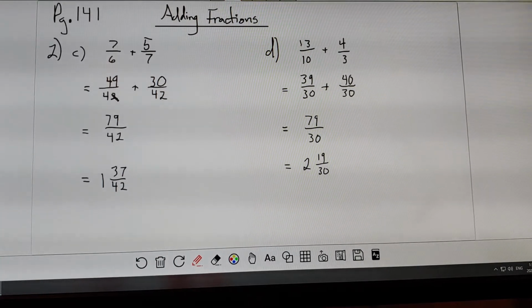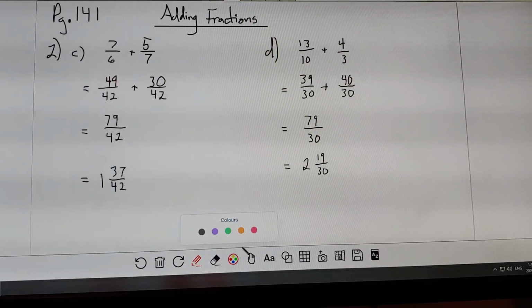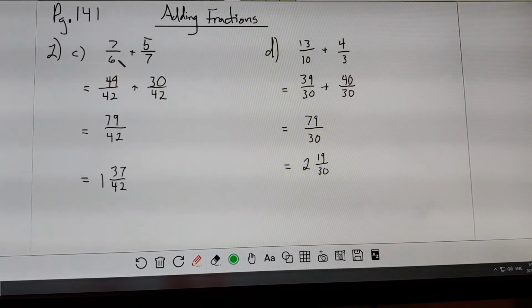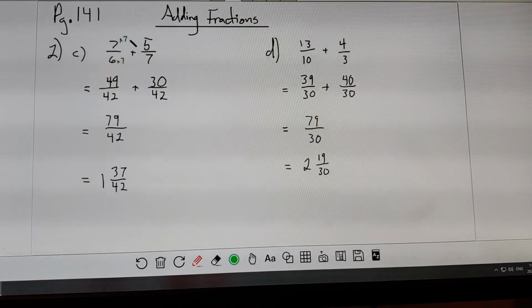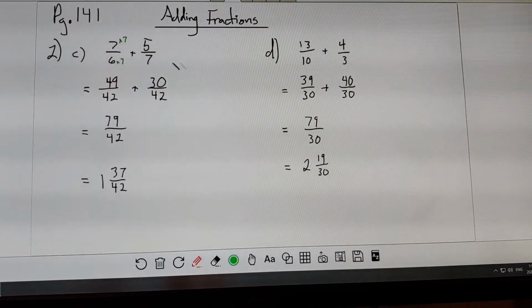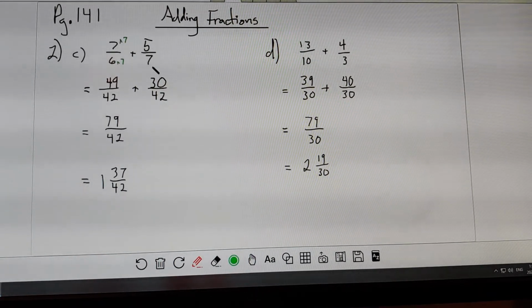Okay, and then I forgot to show it with this one, but I can quickly draw it in. So what did we do to 6 to get it to be 42? Well, we multiplied it by 7. So I'm doing the same up here. 7 times 7 is 49. What did I do to 7 to get it to be 42? Well, it was multiplied by 6. So we're multiplying that by 6 and that by 6. Okay, 6 times 5 is 30.